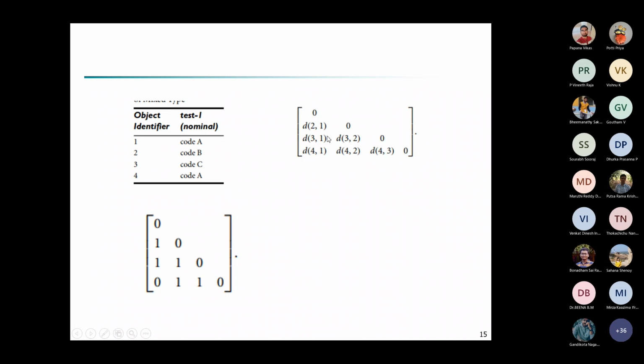Now when you compare 3 comma 1, which means 3 is code C, 3 is this instance, 1 is this instance. How many matches? Again there is no match, because 1 is code A and 3 is code C. So it is again 1. Now when you take d of 4 comma 1, the first instance and the fourth instance, p is again 1, but the number of matches is also 1. So it is (1 minus 1) by 1, so it is 0 by 1. So 0. That is how we got 0. Similarly, we have to find the others.